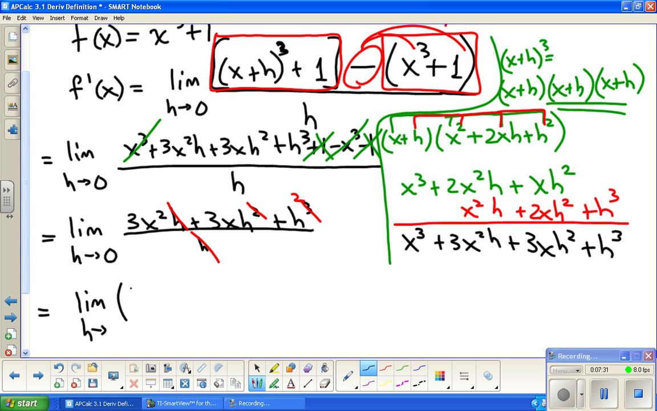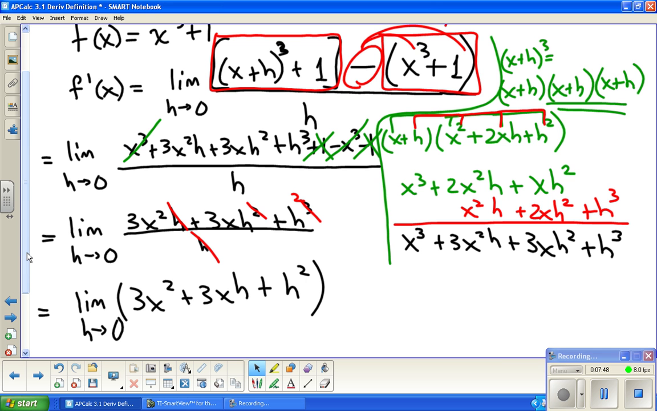Okay, so this is now 3x squared, 3xh plus h squared. Okay, sorry I missed my 0. I know somebody was sitting there going, you missed your 0. Got it. Okay, now I can take the limit. See, before I couldn't just plug that 0 in because it would have made it undefined. So now I actually can.